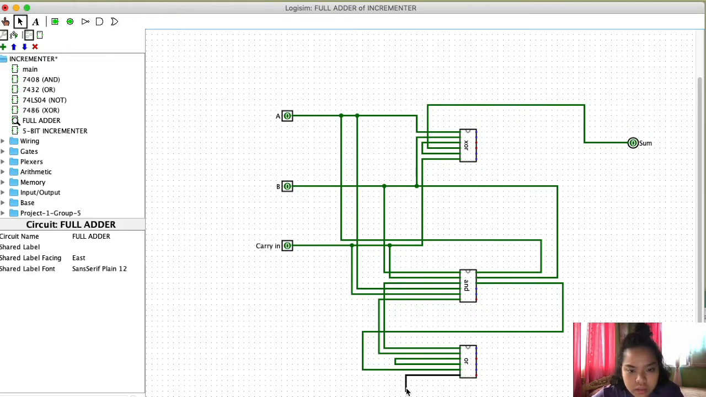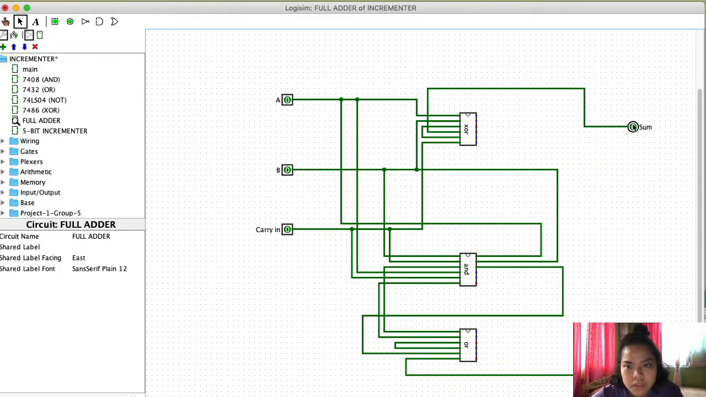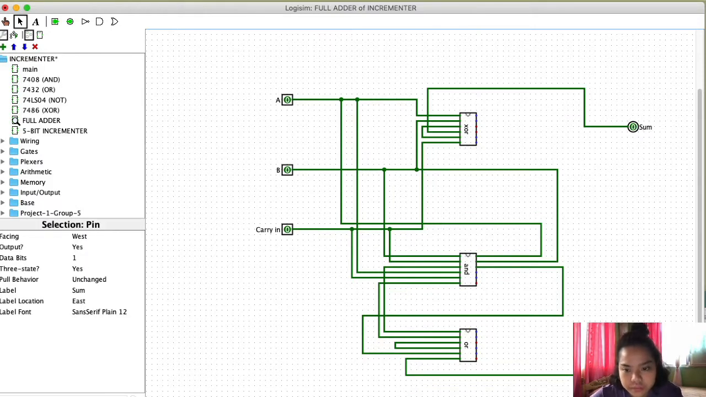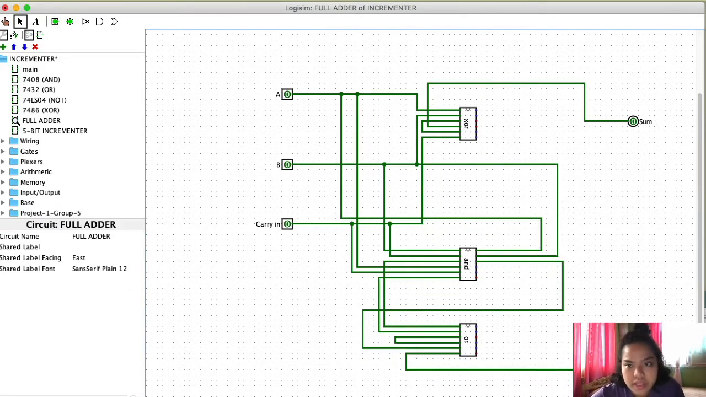And then their output will finally be the output for the carry out. So we'll just copy this and then label it as carry out. So this is basically our circuit for a single full adder.